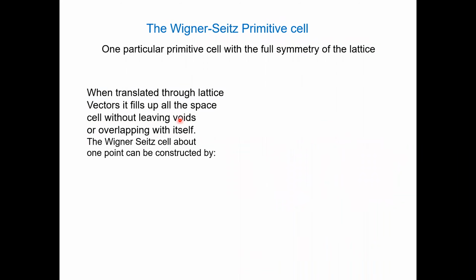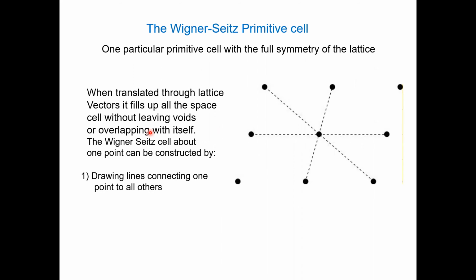Okay, great. So next move to another kind of primitive cell. Particular primitive cell with the full symmetry of the lattice. Remember that primitive cells are not unique, right? This is a special one, but with full symmetry of the lattice. But remember, it has to contain only one lattice point. So let's see how we build.